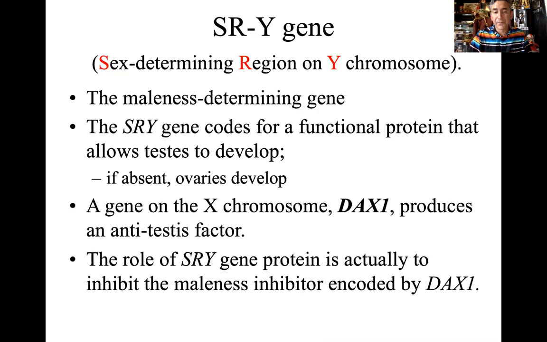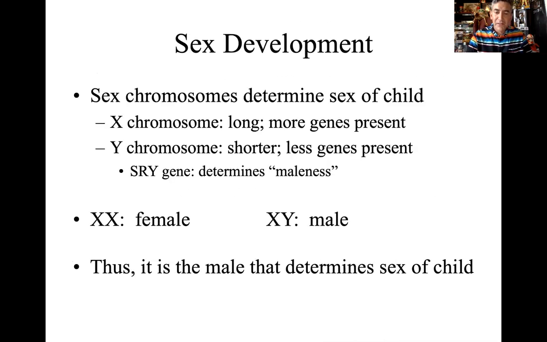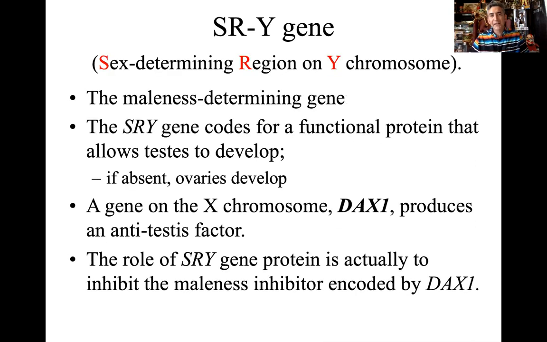And that's the Y. So again, the role of the SRY gene is to actually inhibit the maleness inhibitor encoded by DAX1. So by having this Y chromosome making this protein, we get the correct genes going, we get the correct steroid signals, and again, each Y chromosome can compensate for one X chromosome. That's going to become significant in a bit. So I hope all that made sense.